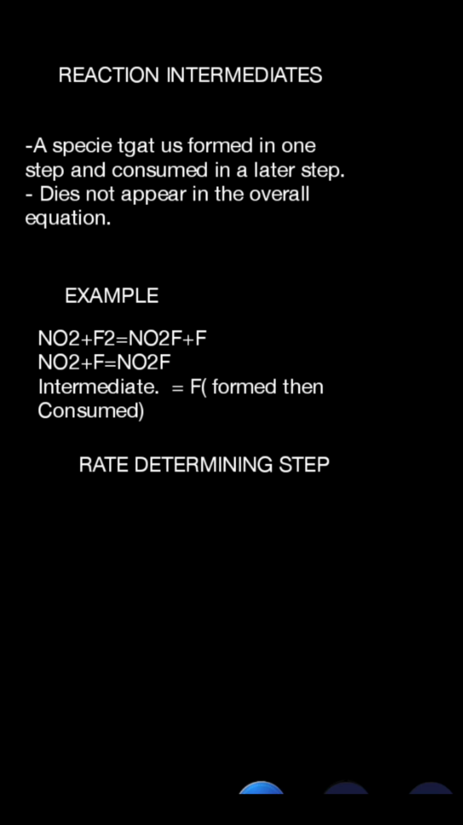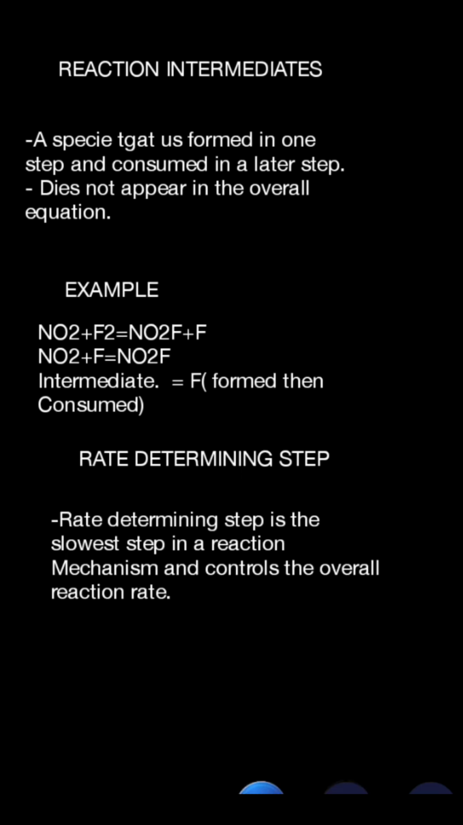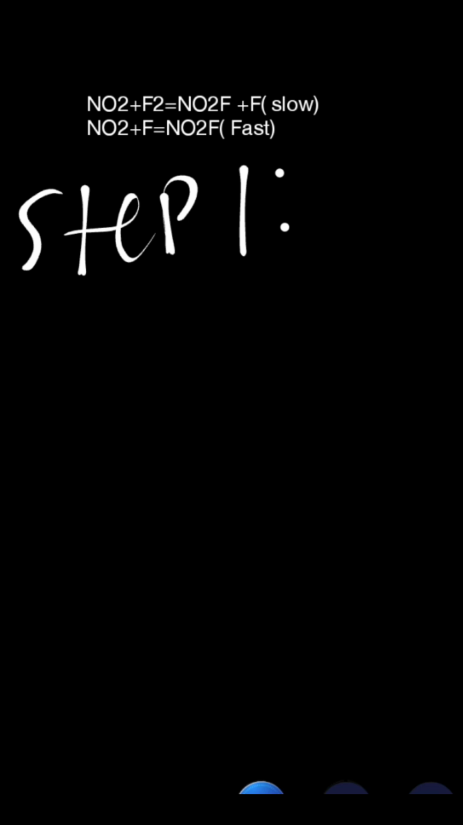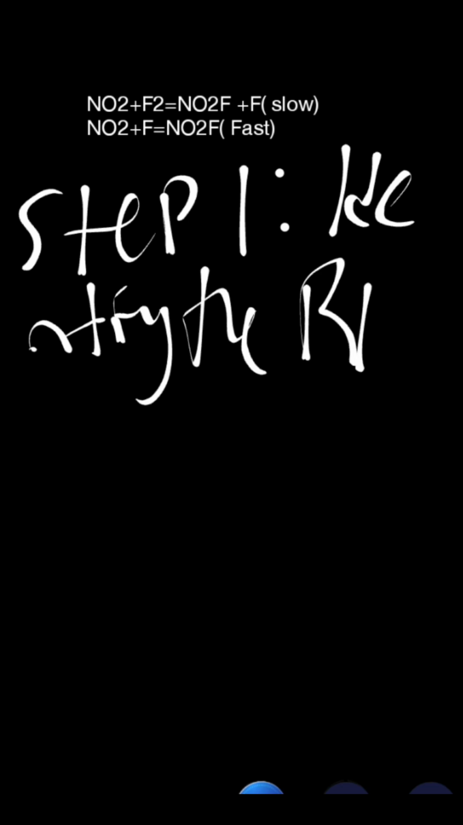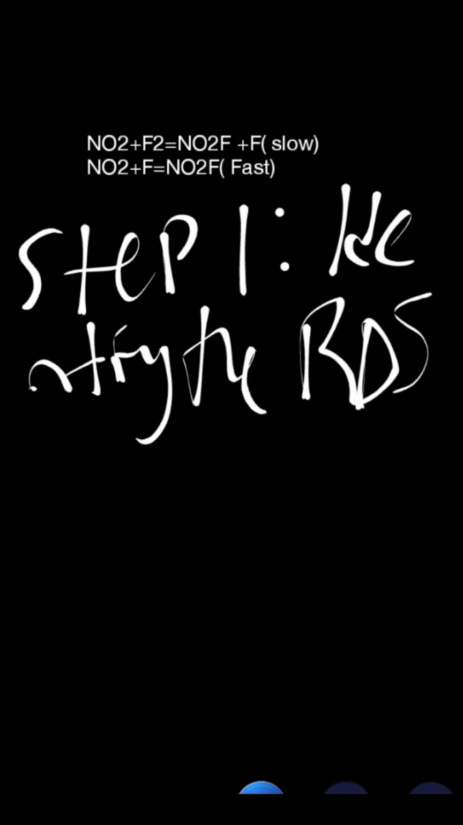So you should know the steps in identifying the rate determining step. The first step is to find the slow step, and the second step is to write the rate law from the rate determining step. So we are going to have an example. Just as I said, step 1: identify the rate determining step.